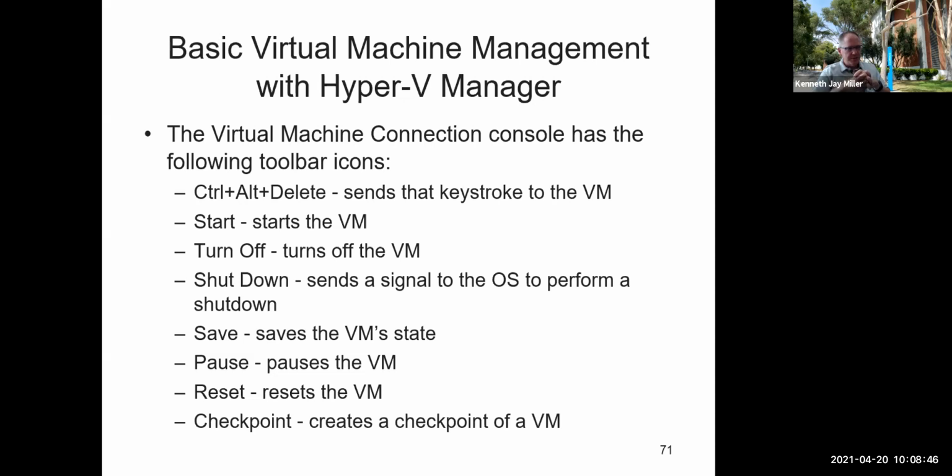Start starts the VM, and turn off turns off the VM. Shut down is different. Now, turn off is like pulling the power plug, so it just completely turns off the power. That's not the preferred way of shutting down a VM. The best way is to use shut down, which will send the command to the OS to trigger the shutdown within the VM. Save saves the state, pause pauses, reset resets it to the last known saved state, and then checkpoint creates a checkpoint.